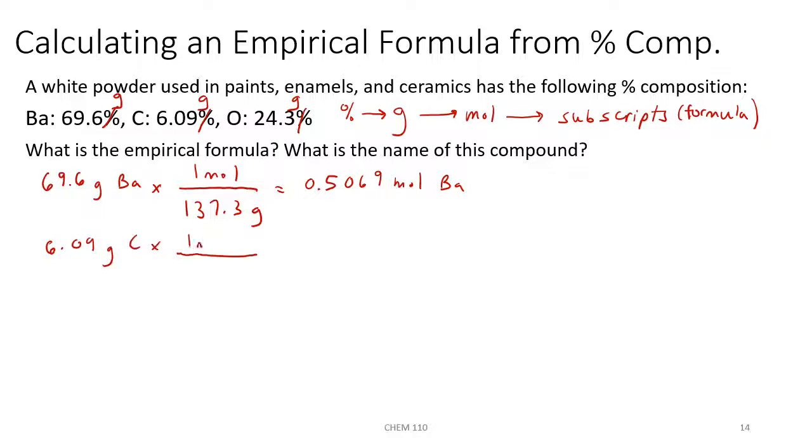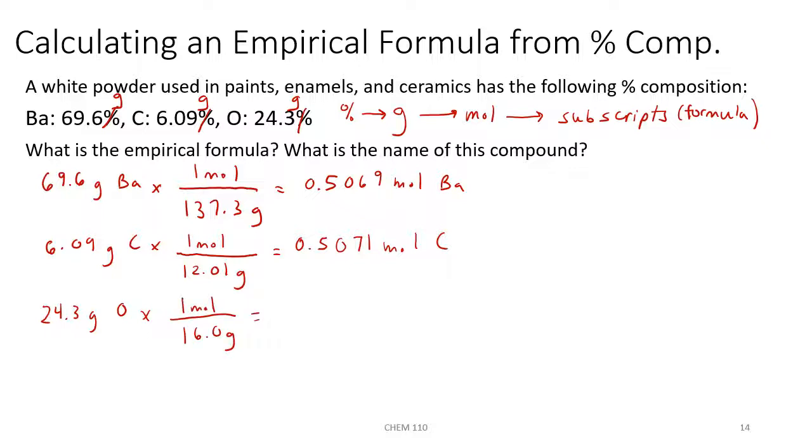Next, we know that the compound has some carbon in it, so 6.09 grams of carbon, and the molar mass of carbon is 12.01 grams. So we can calculate our moles of carbon, 0.5071 moles of carbon. And we know it has some oxygen in it, 24.3 grams of oxygen. We'll convert that to moles. 1 mole of oxygen is about 16 grams, and that gives us about 1.519 moles of oxygen.